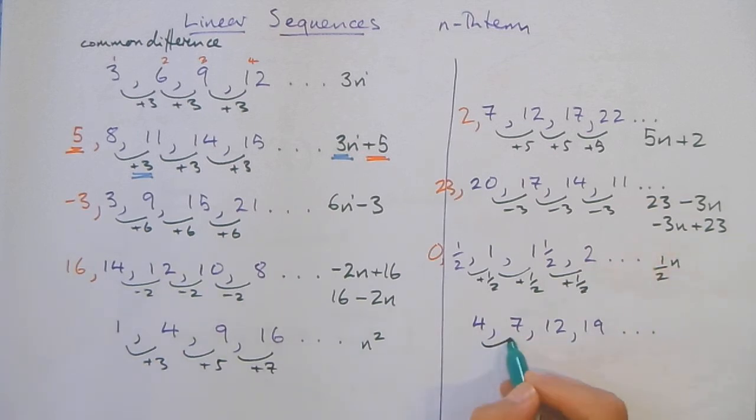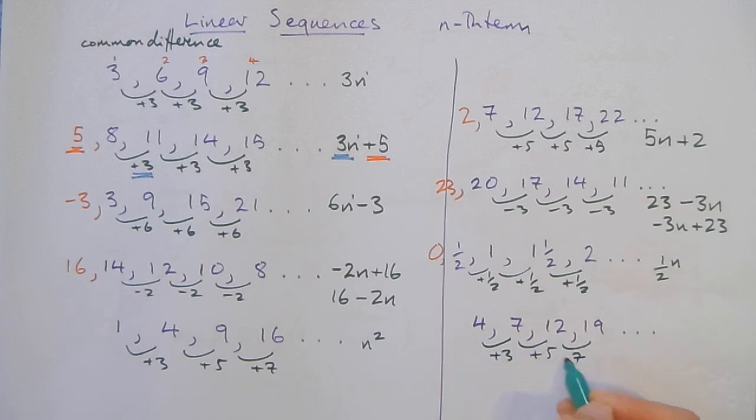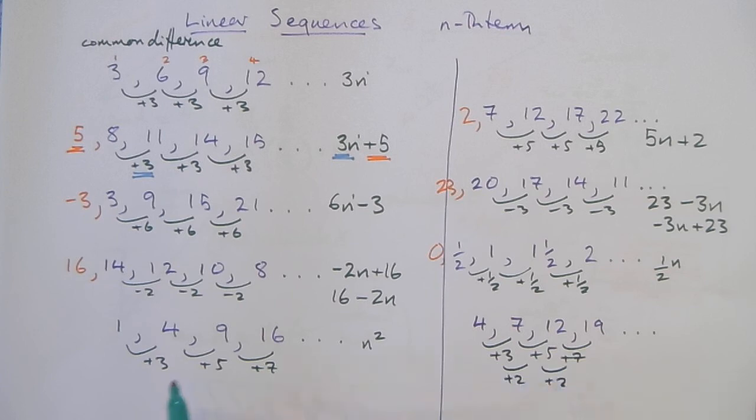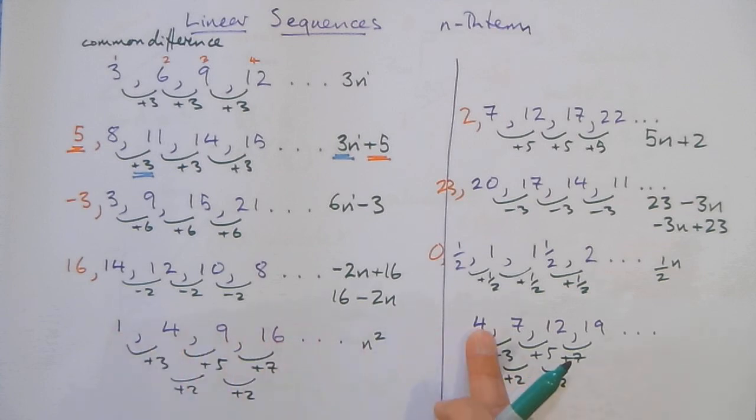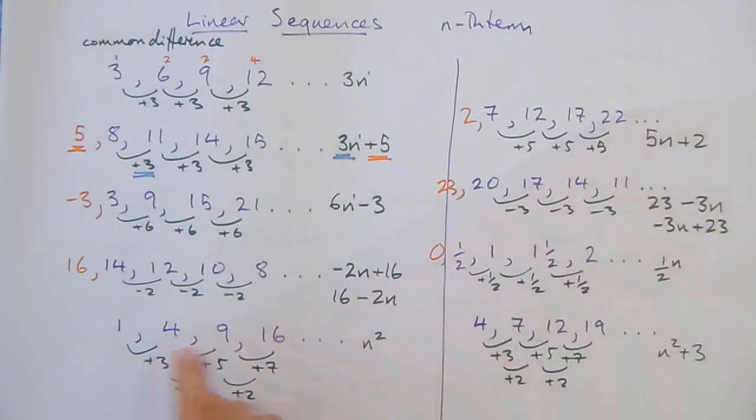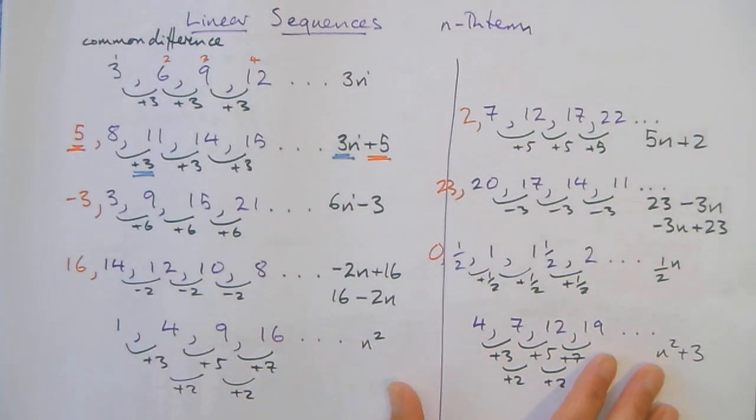Right, what about this one? Plus 3, plus 5, plus 7. All right, they've changed. Now if I spot that that's a 2 and that's a 2, it's the same as this one, isn't it? We're not going to go crazy this year. So 1, 4, 9, 16. I've added 3, I've added 3, I've added 3. N squared plus 3 in that case. Linear ones and a couple of simple quadratic ones. Okay.